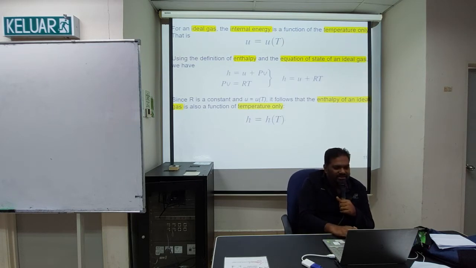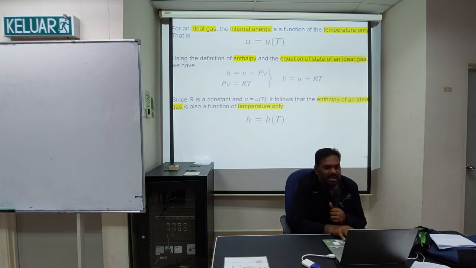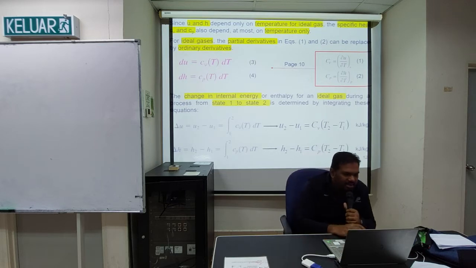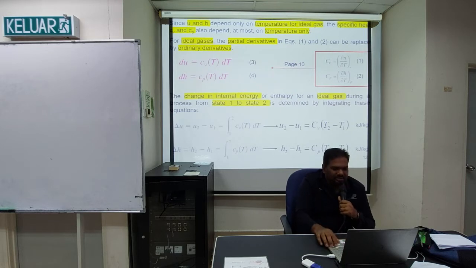For an ideal gas, the internal energy U is a function of temperature only. Using the definition of enthalpy and the equation of state: enthalpy H equals U plus PV, and the equation of state is PV equals RT. Combining these, substituting RT for PV, you get H equals U plus RT. These are some derivations, and I'm not really going through them. This is how you get CV, from this formula. The derivation is just for your understanding; it won't be tested.